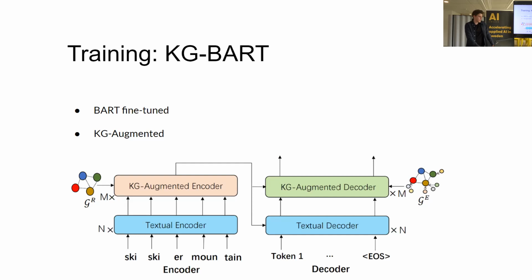And for training, we have a baseline which we have used in our experiments, which is KG-BART. KG stands for knowledge graph. BART is an encoder-decoder model. And in KG-BART, we fine-tune BART towards these controllable tasks. And it's not just BART, but also augmented with knowledge graphs.